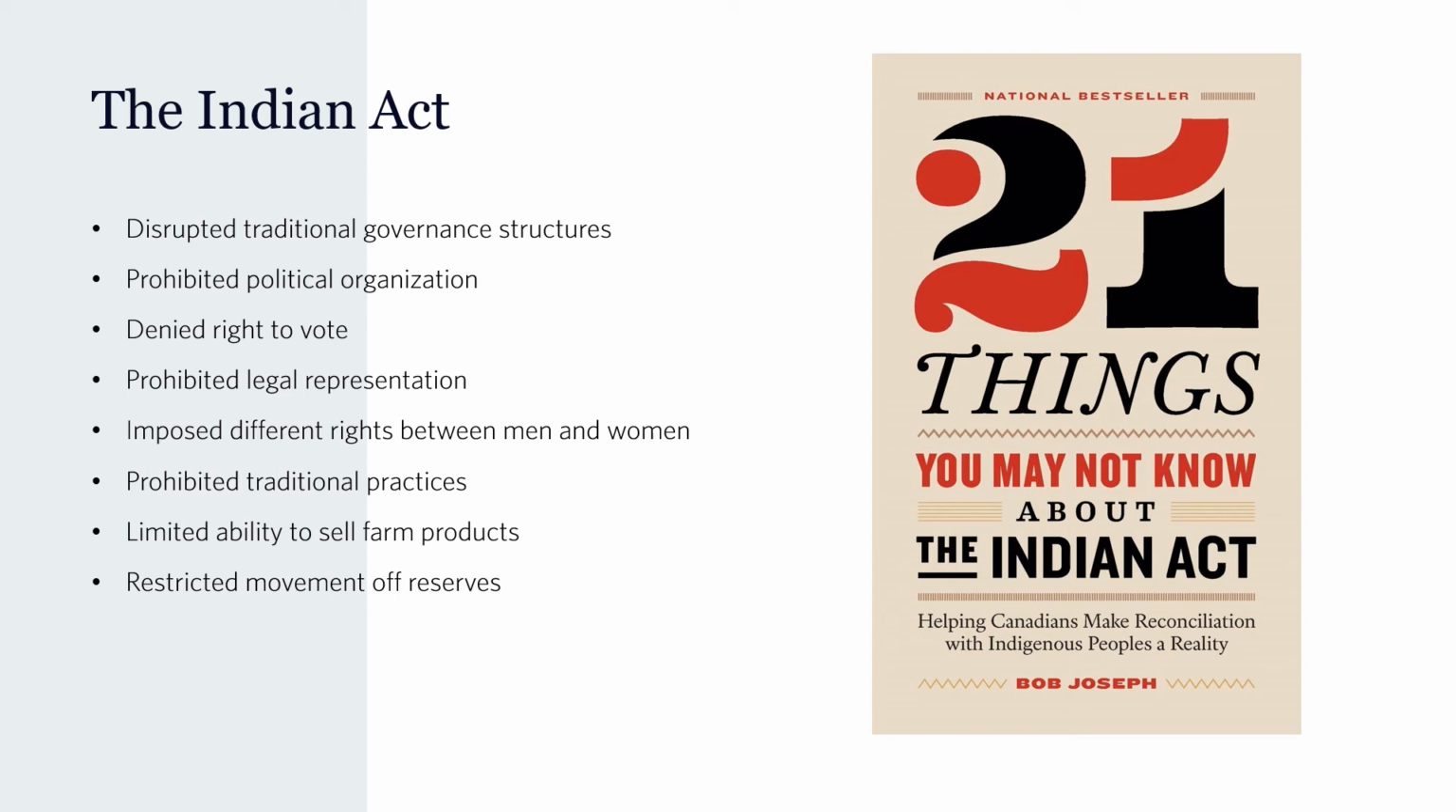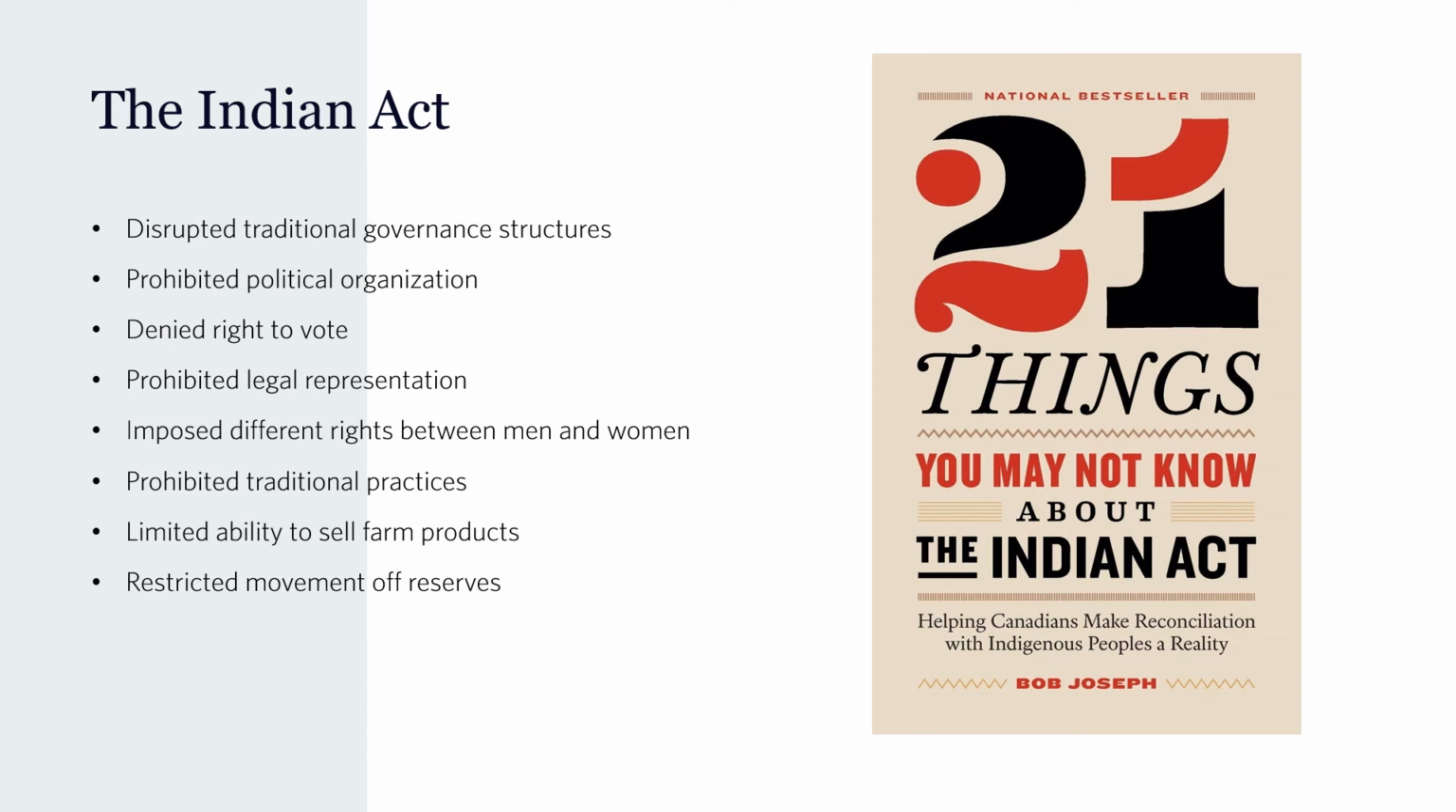Until 1960, First Nations people could not vote in federal elections without losing treaty status, which conferred important rights. Indigenous Canadians were prohibited from retaining legal counsel to bring claims against the government or non-Indigenous people. Women could lose treaty status by marrying a non-Indigenous person, while the same does not apply to men, creating gender inequality in legal status.